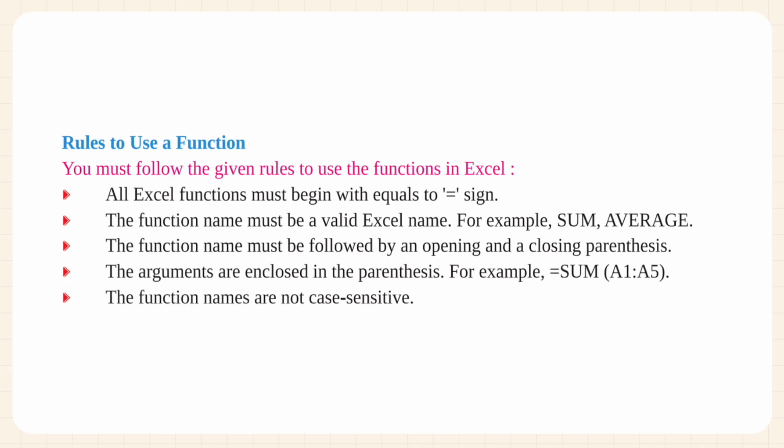Rules to use a function. You must follow the given rules to use the functions in Excel. All Excel functions must begin with the equals to sign. The function name must be a valid Excel name. For example, SUM, AVERAGE. The function name must be followed by an opening and a closing parenthesis. The arguments are enclosed in the parentheses. For example, =SUM(A1:A5). The function names are not case sensitive.